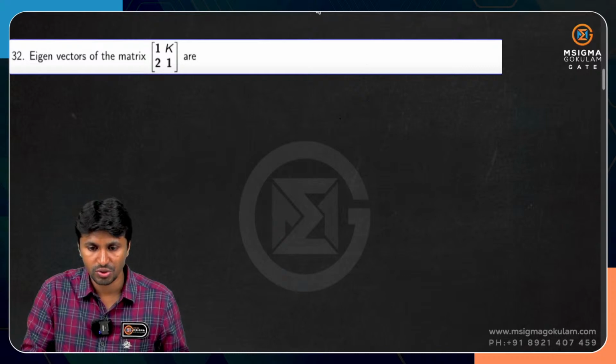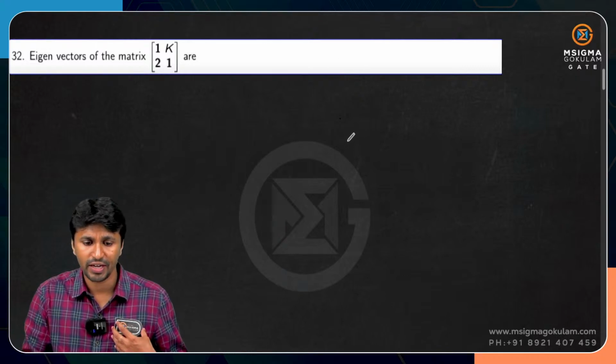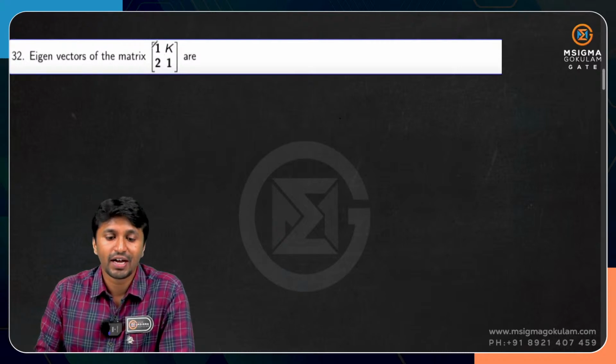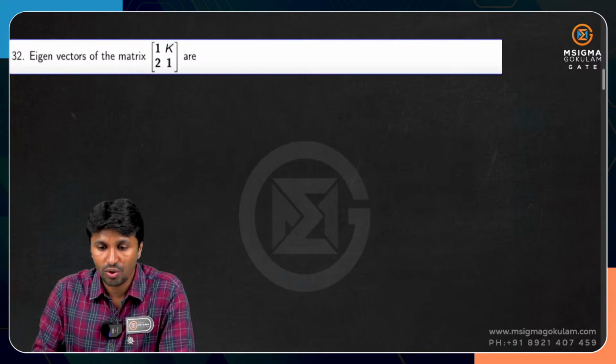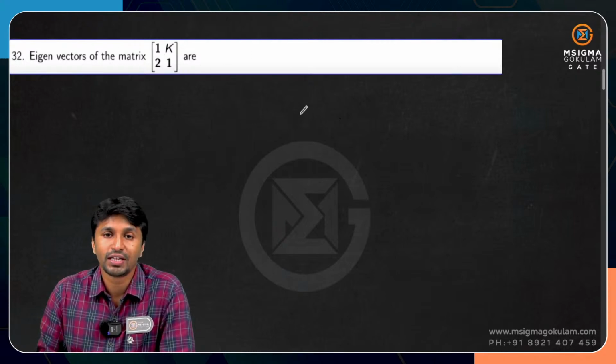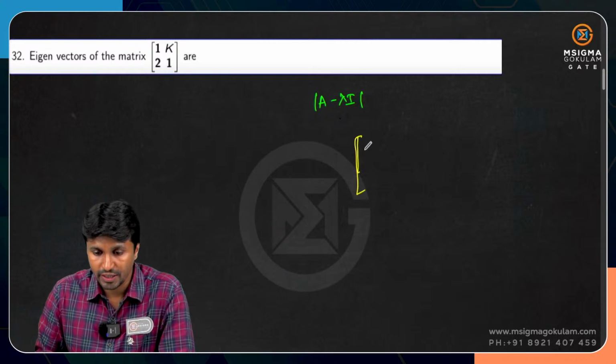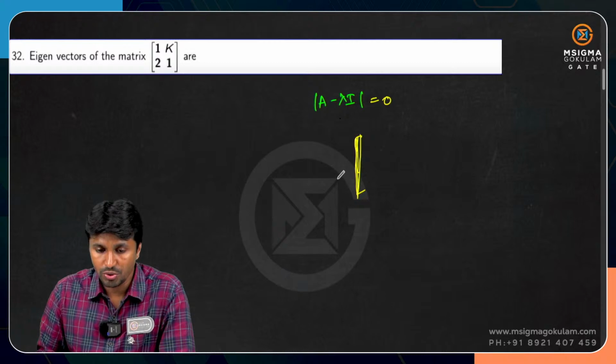So this is also incomplete, okay? The idea of this question is to calculate the eigenvectors. So all you have to do is first calculate the eigenvalues. How do you calculate eigenvalues? Take the characteristic equation, so this is equal to 0, okay?